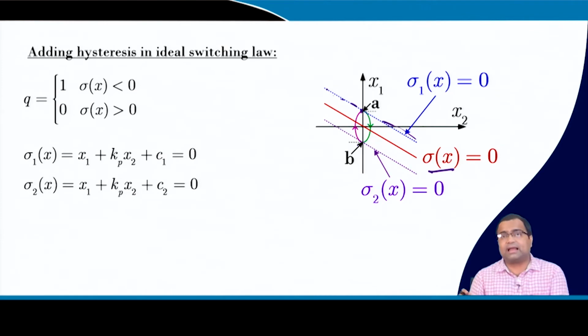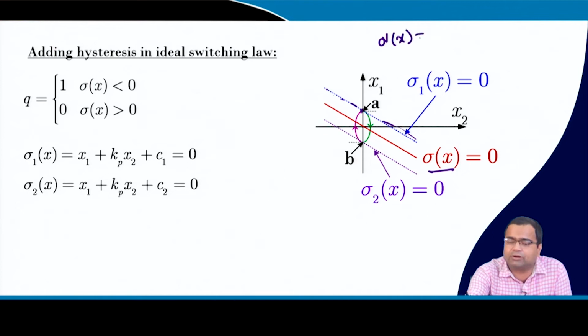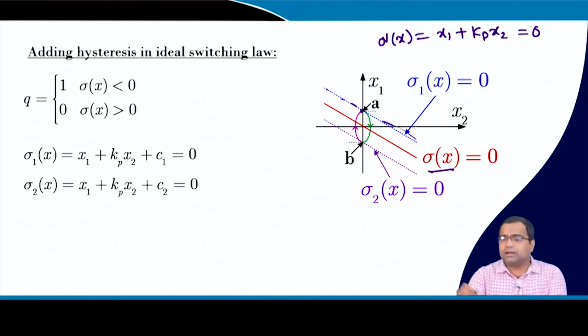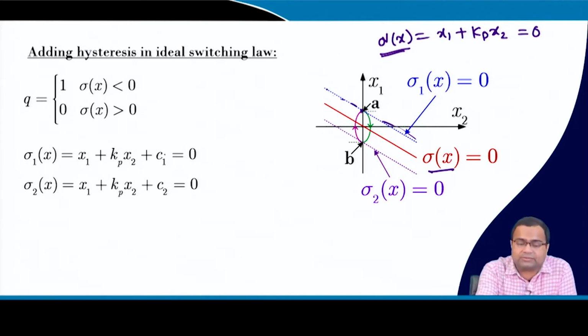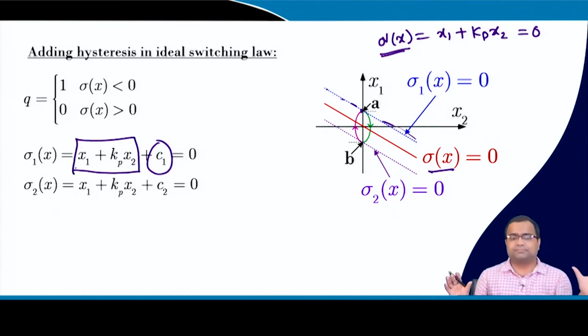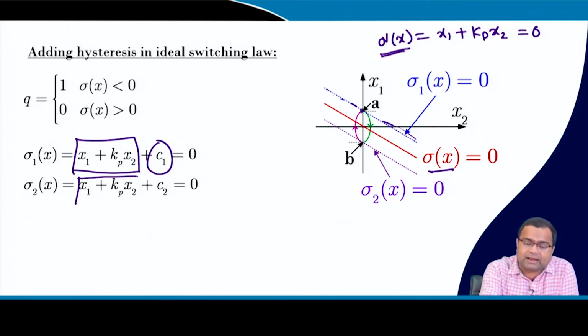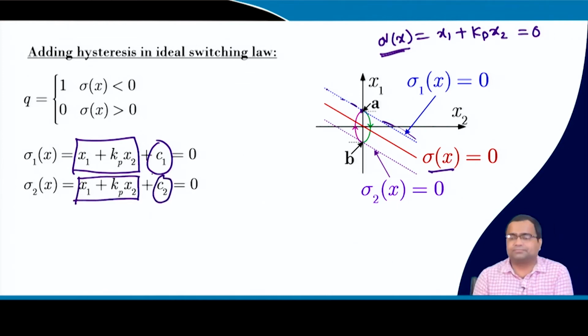So, we need to find what is the equation. We know that sigma x is equal to x1 plus Kp into x2, and that is equal to 0. Now, sigma x is certainly a parallel line passing through the origin, but sigma 1x is not passing through the origin. It is a parallel line, but that is why for sigma 1x we need to add this offset, and all these parameters will be the same because it is a parallel line. Sigma 2x is the same parallel line, but it will have a different offset because it is here.